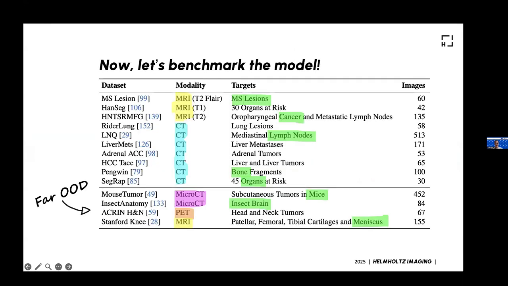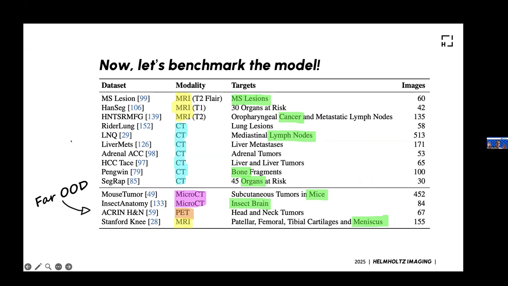Moving on, let's now benchmark the model. And what was important here, if we are calling for generalizability in the training set, we also need it in the test set. And we have a large test set of many different and unseen structures. For example, MR, CT, and PET is in here. Then we even have micro CT images of mice, for example, or insect brain, and then the classic organs, bones, lymph nodes, and cancer lesions, and also MS lesions are in here.